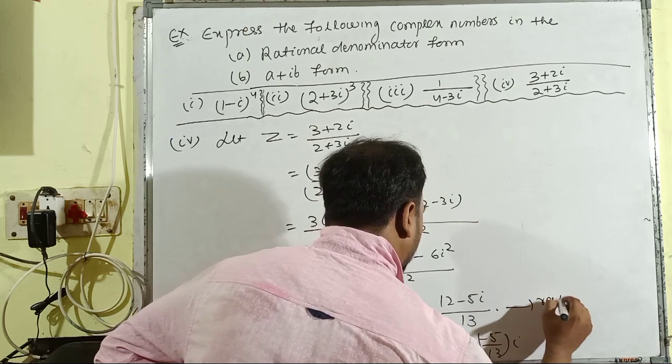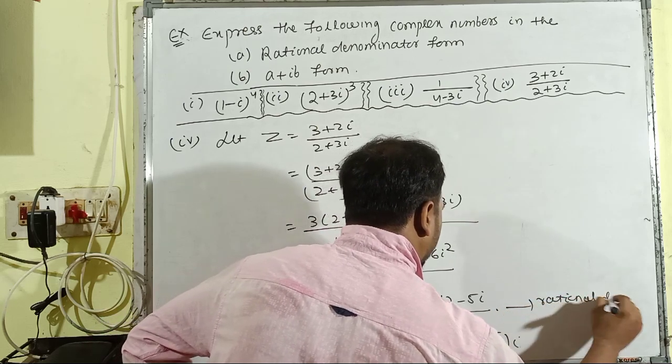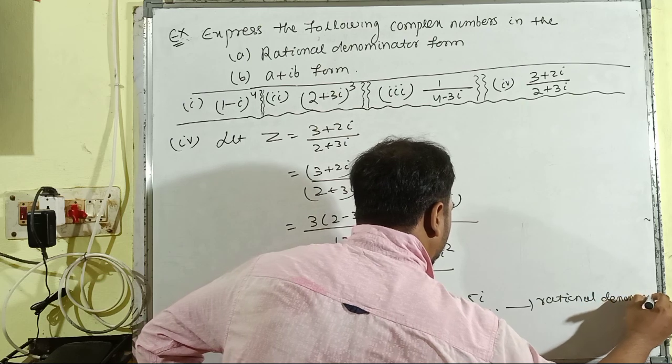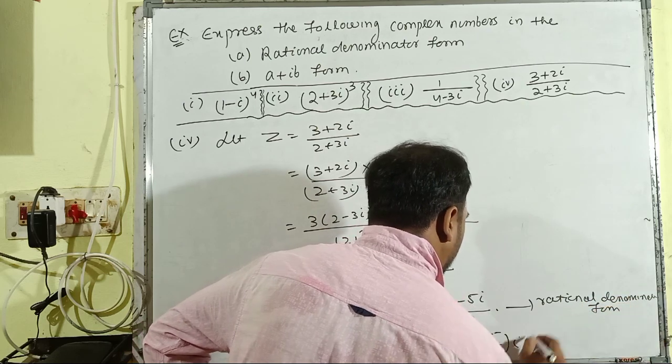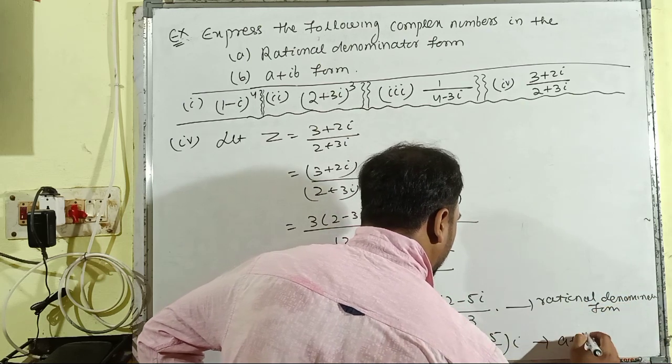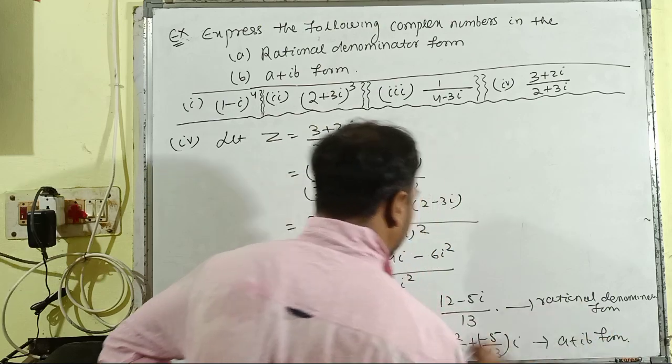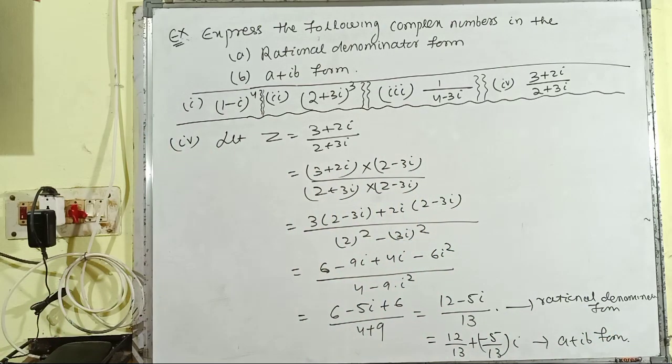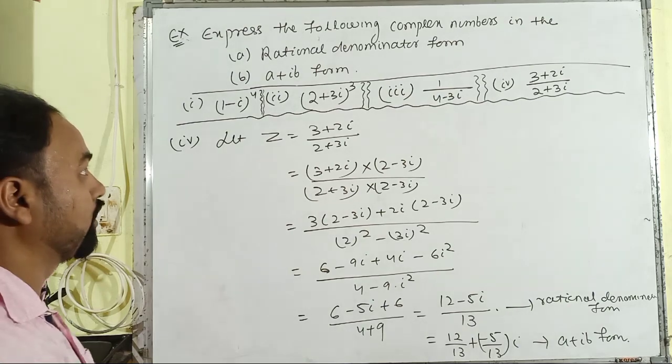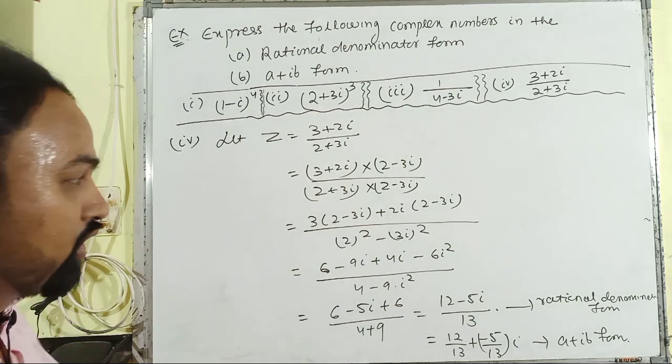So this is the rational denominator form, and here it is the a plus ib form. So this is all about the expression of the complex number in the rational denominator form and a plus ib form.